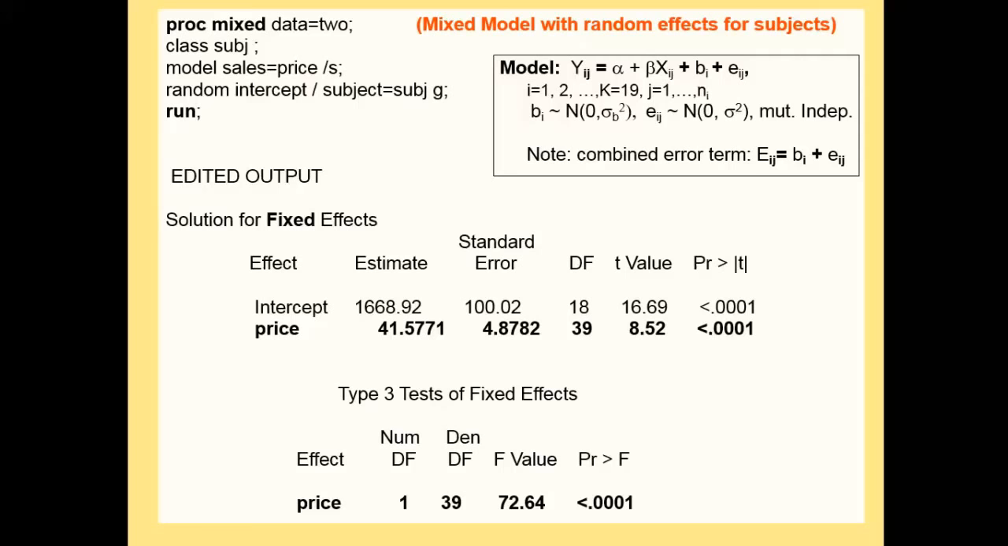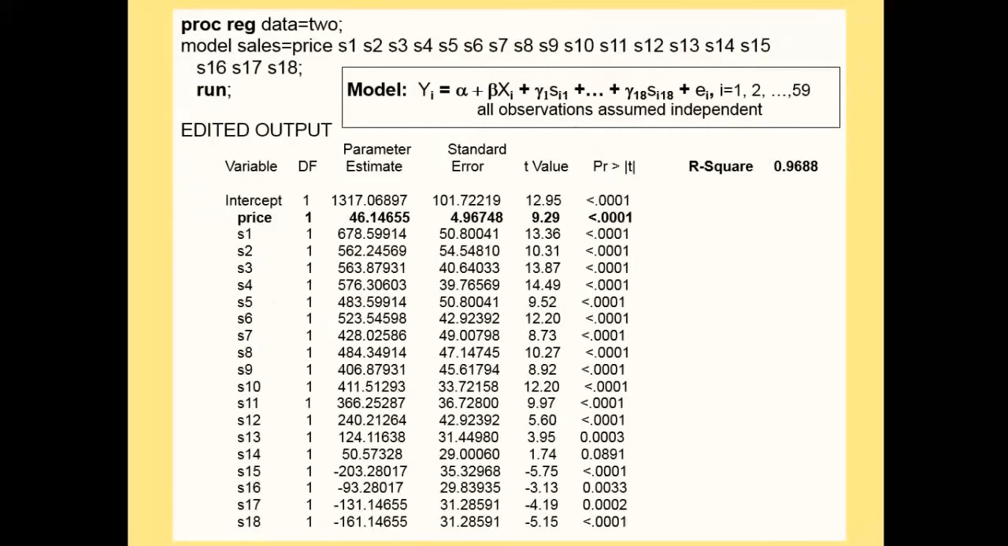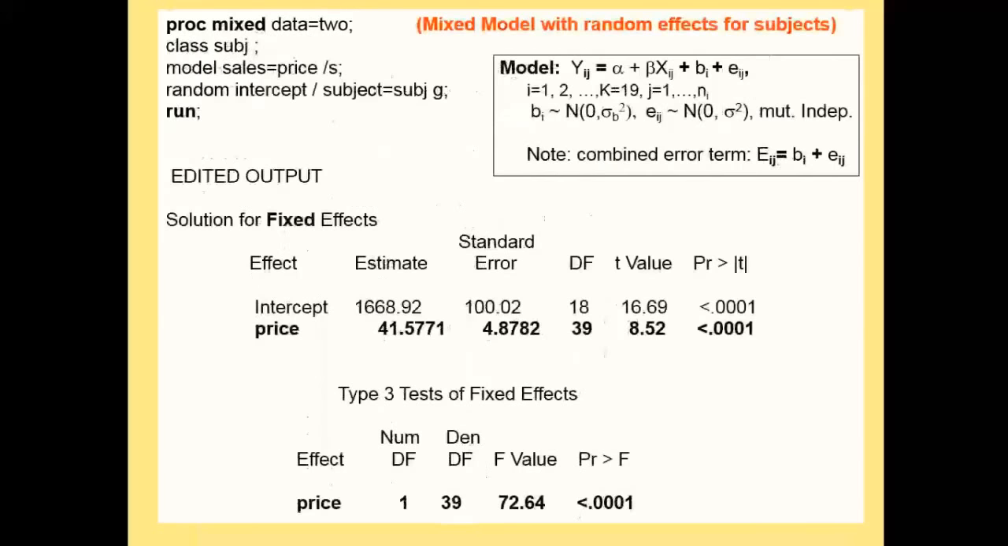Is the coefficient of the price variable positive or negative? Positive. What does that say? There's a positive effect of price on sales. Is it the same as what I got previously? What did I get previously for the coefficient? 46? What do I get here? 41. I don't get the same thing. Why don't I get the same thing? Because I'm not doing exactly the same thing.